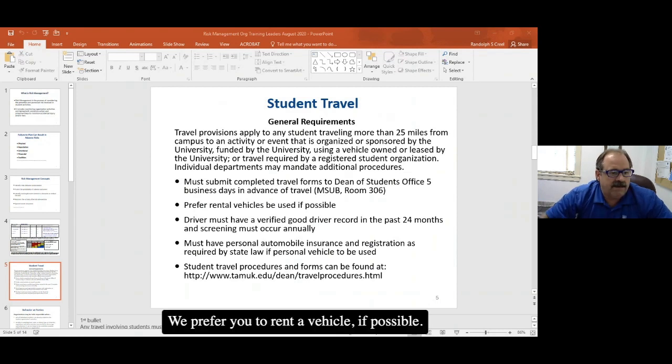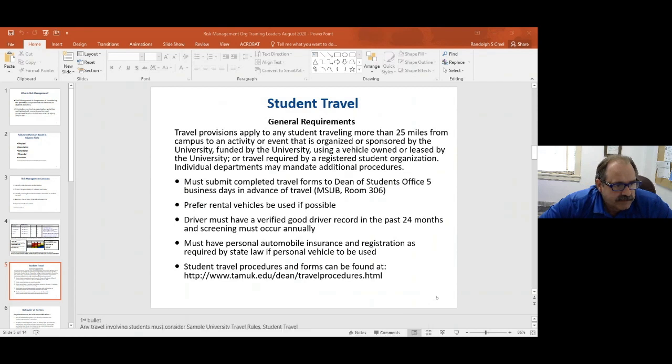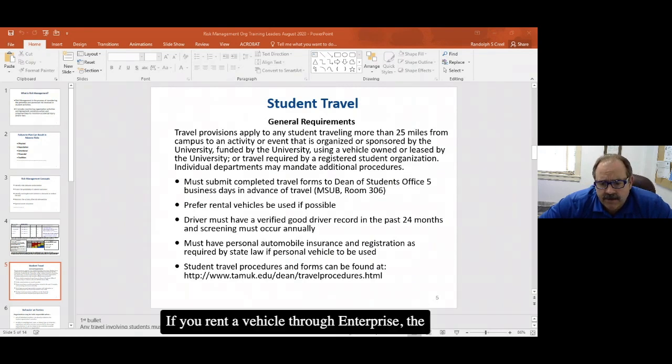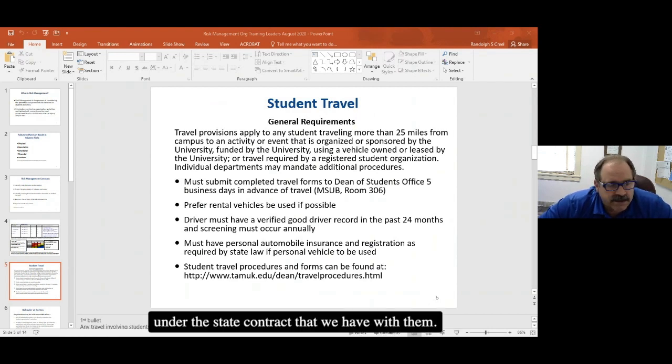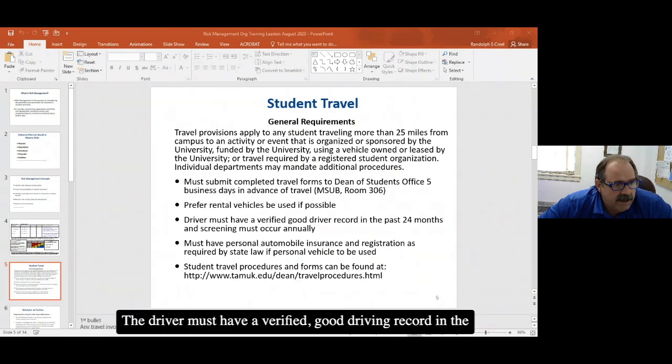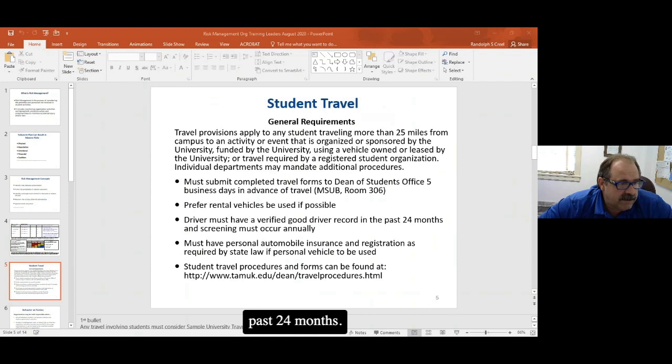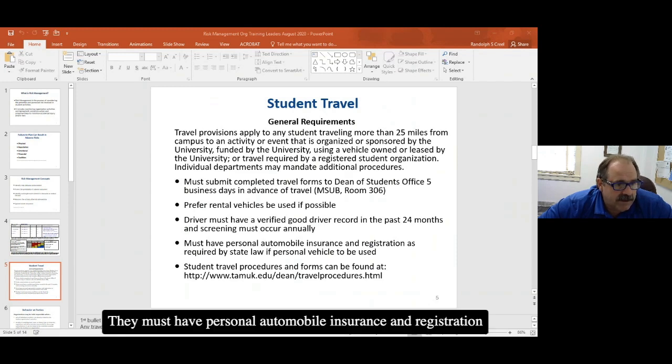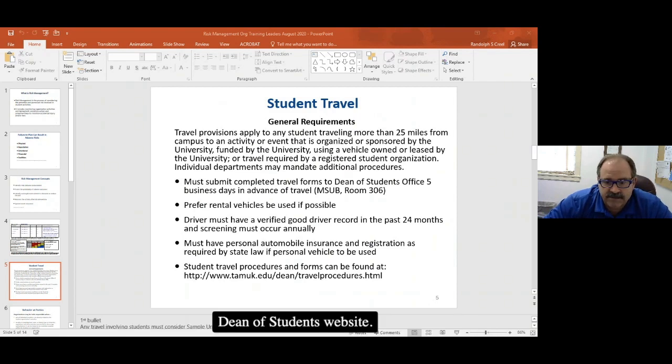We prefer you to rent a vehicle if possible, because if you rent a vehicle through Enterprise, then the insurance and the liability is transferred to Enterprise under the state contract that we have with them. The driver must have a verified good driver record in the past 24 months. They must have personal automobile insurance and registration as required by state law if they're going to use their own vehicle. Student travel procedure forms can be found at the Dean of Students website.